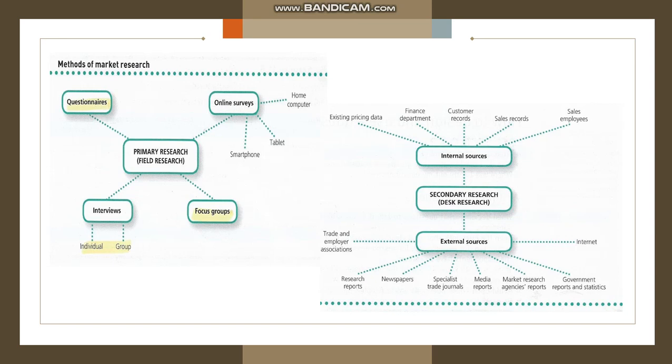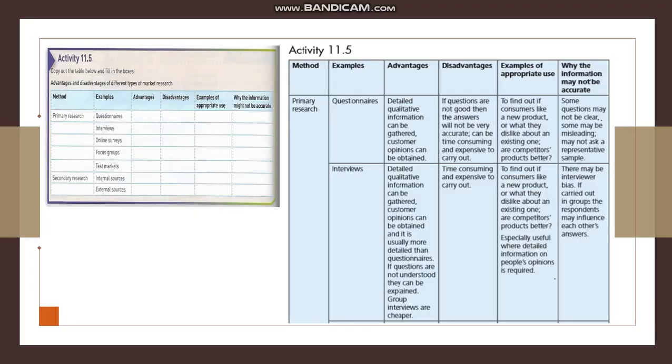Okay, so we have here activity 11.5. Actually, activity 11.5 is coming from this table in your book. We will have to check the advantages and disadvantages of different types of market research. For the primary research, we have the questionnaire, interviews, online survey, focus group, test markets. We have the advantages and the disadvantages here, examples of appropriate use and why the information might be accurate. Okay, secondary research here, internal sources and external sources. So you have the guide answers here.